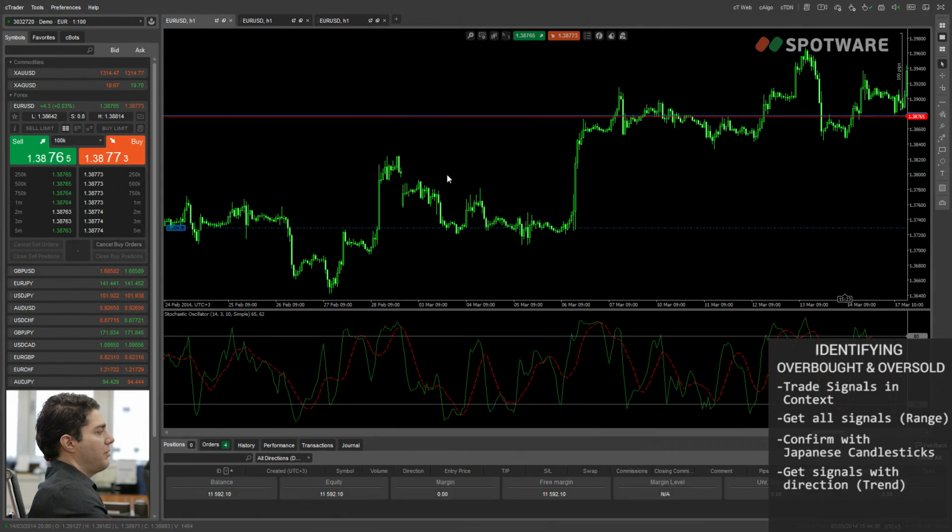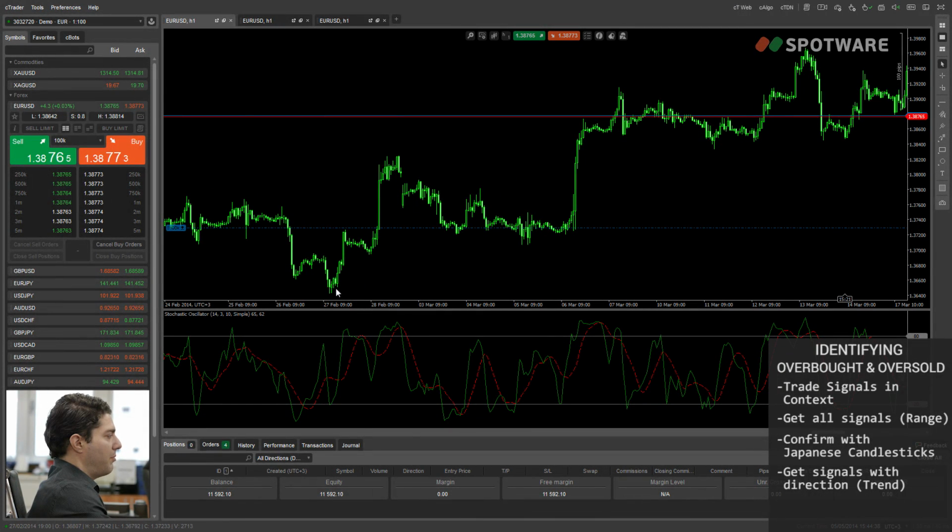However, if you establish that the market is trending, so if it's doing higher lows and higher highs, for example in an uptrend, then you're not supposed to be taking all the signals of the indicator. You should only take the signals that are with the direction of the trend. So let's go back to cTrader, where I have found a trend here.